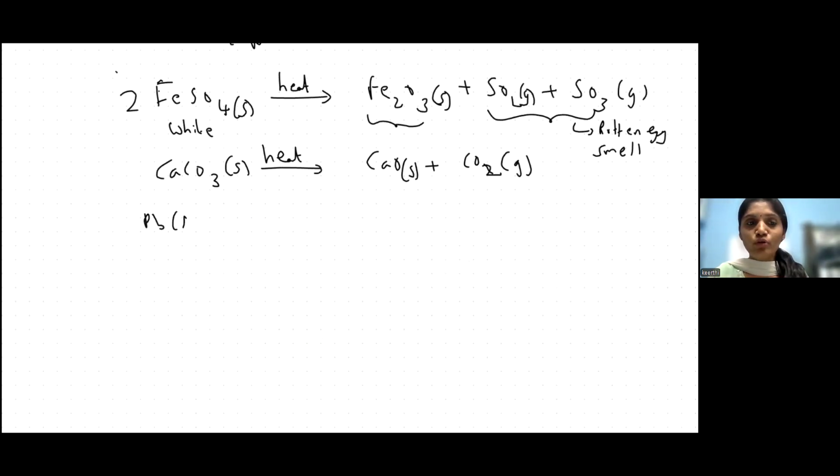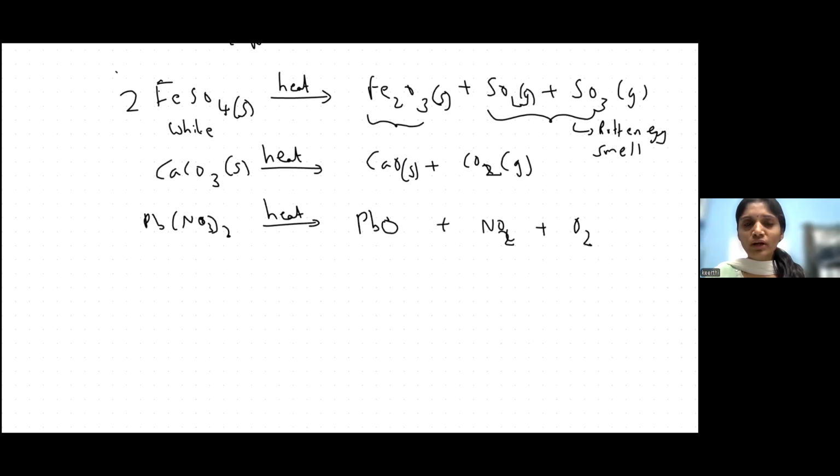We have one more thermal decomposition reaction, which is the decomposition of lead nitrate. Lead nitrate, when I heat it, what does it give? Lead nitrate is in white color. Here calcium carbonate is in white color, and FeSO4 is in white color. When you heat it, you get lead oxide plus NO2 gas plus O2 gas. Now, if you try to balance the reaction, it is not a balanced reaction.